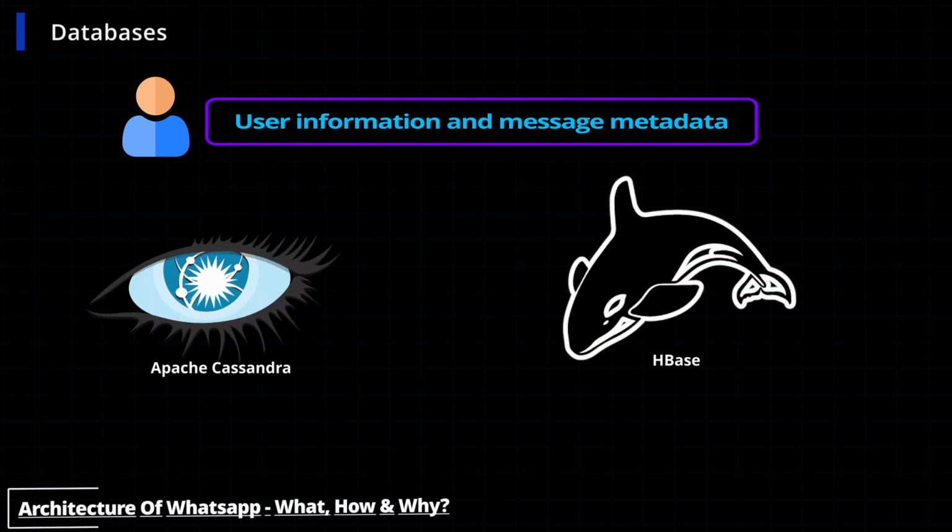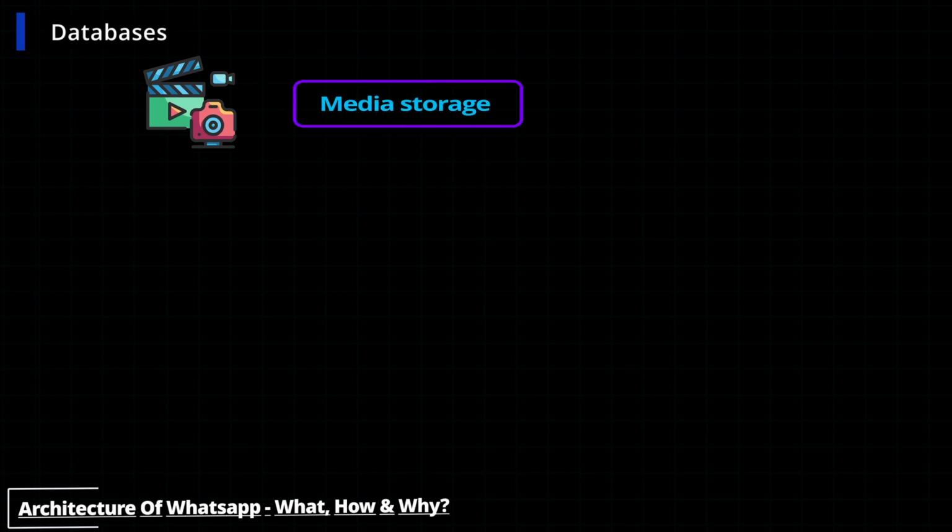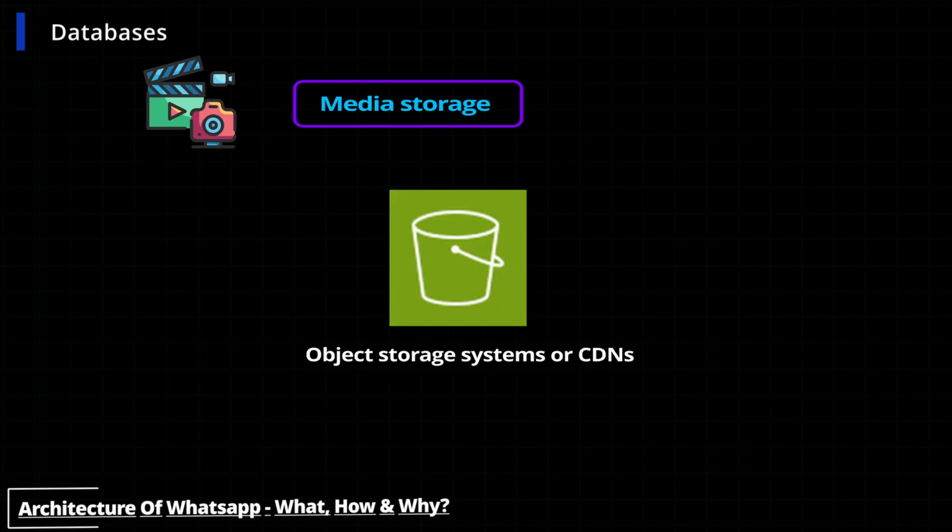These systems are built to handle massive amounts of data spread across thousands of servers, ensuring everything stays fast and reliable. Now, for photos, videos, and voice notes, things that take more space, WhatsApp uses a different setup. These media files are stored temporarily in object storage systems or CDNs, which are designed to handle large files and deliver them quickly in real time. So rather than one big database doing everything, WhatsApp uses the right tool for the right job. A smart combination of systems working together to keep your chats fast, reliable, and completely private.